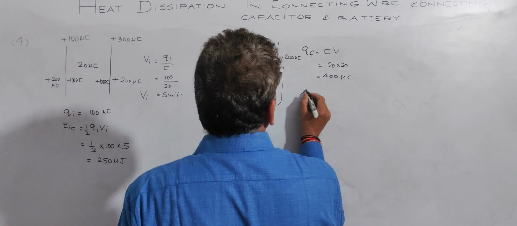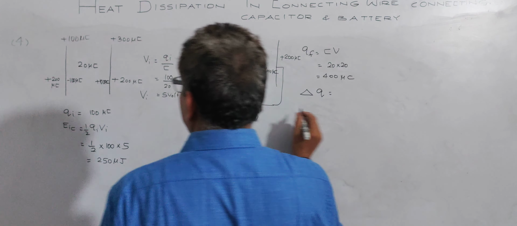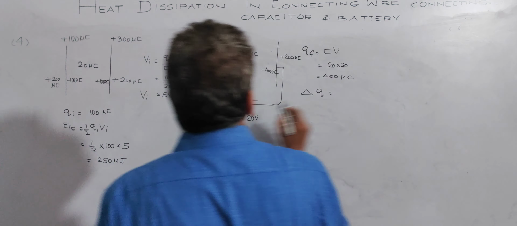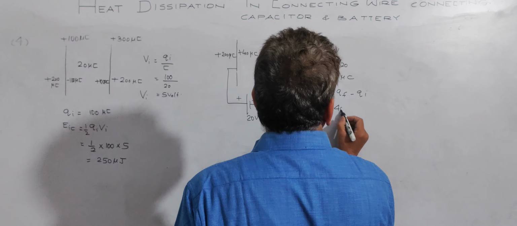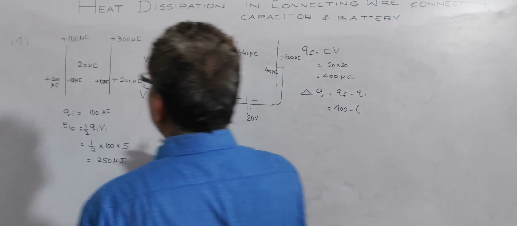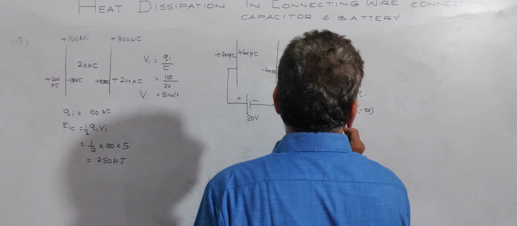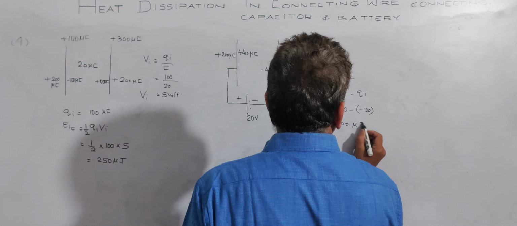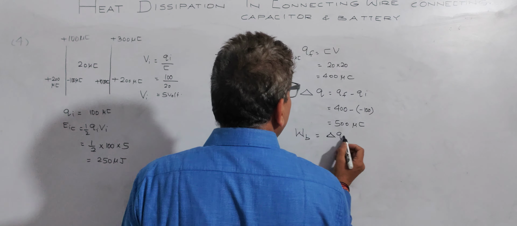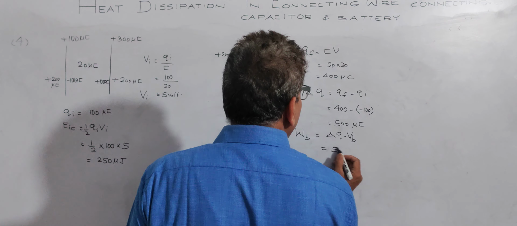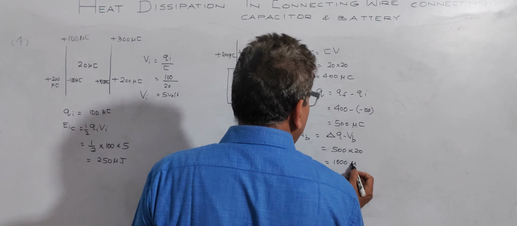Now I can find out the charge flown, which is Qf minus Qi. Now this is 400 minus of minus 100, so I can say it is 500 microcoulomb. Now work done by the battery can be written as delta Q times V battery, and this is 500 and V battery is 20. So I can say 1000 microjoule.